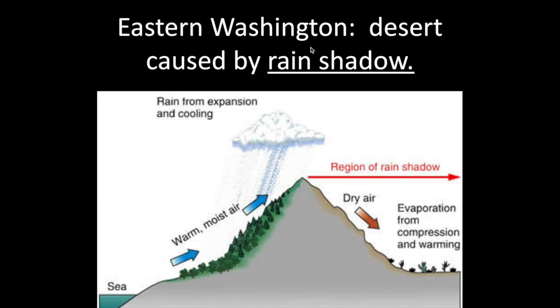East of the Cascades, the desert is caused by the rain shadow. What happens is when the warm, moist air goes up like this, all the rain gets dumped out. So then when it goes back down, it doesn't have any moisture left. Write that down: rain shadow.